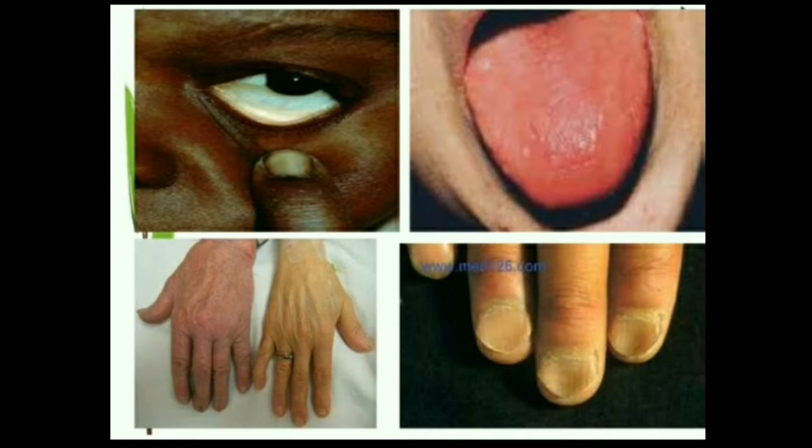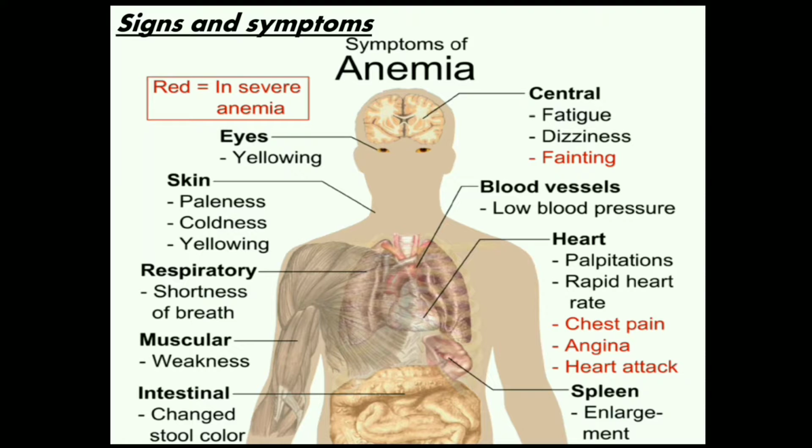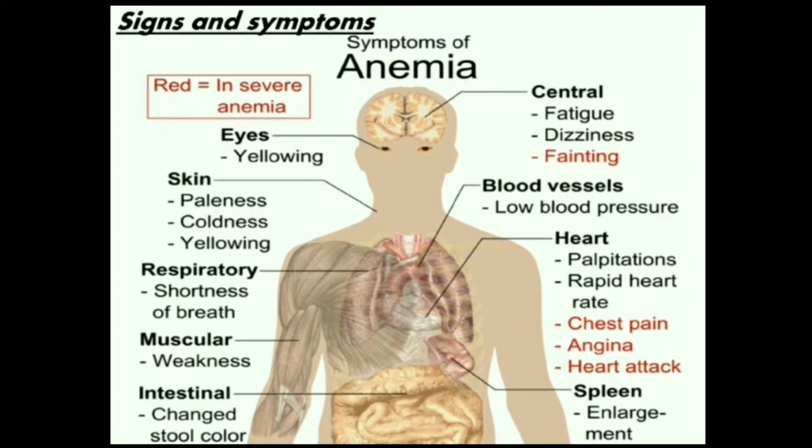Signs and symptoms of anemia. The symptoms in eyes are yellowish discoloration. In central brain, there will be fatigue, dizziness and fainting. Whereas in skin, paleness, coldness, yellowish discoloration will be seen. In blood vessels, there will be low blood pressure. In heart, there will be palpitations, rapid heart rate, chest pain, angina and heart attack. Whereas in spleen, there will be enlargement of the spleen. Symptoms regarding respiratory system are shortness of breath, regarding muscular are weakness, and intestinal are changed stool color.